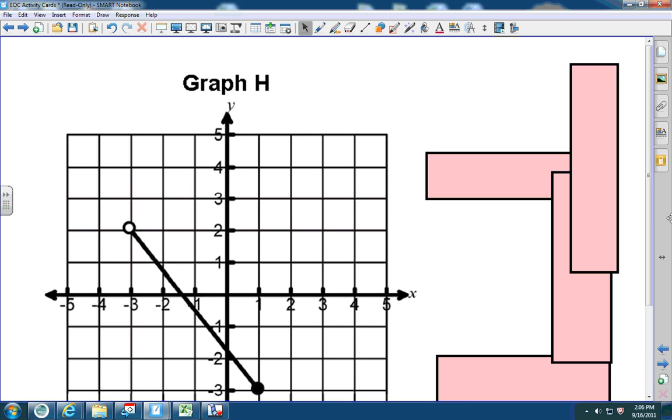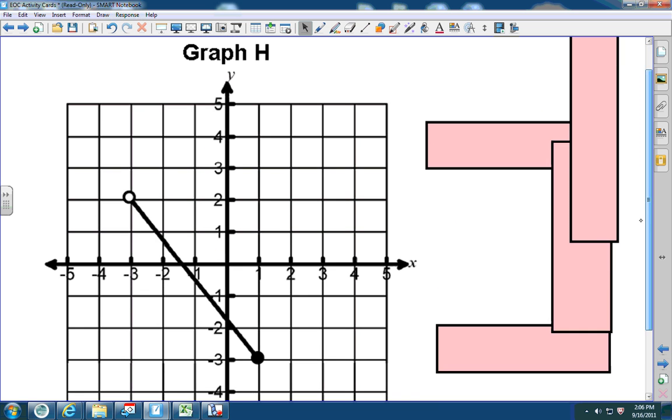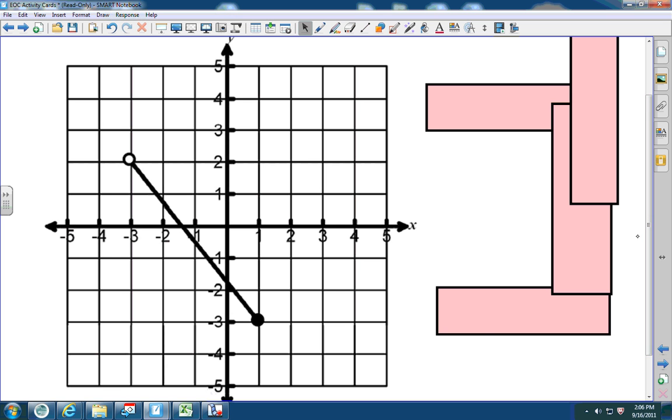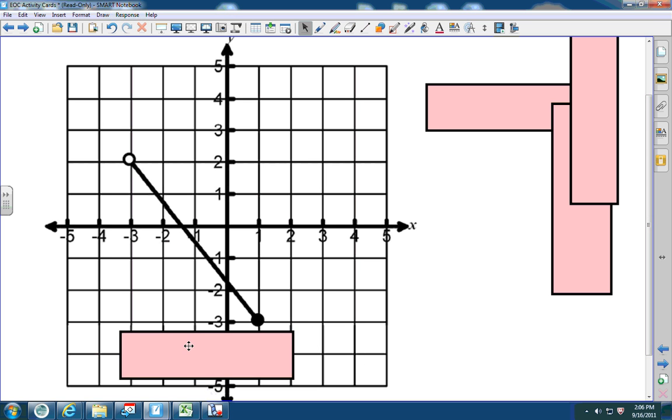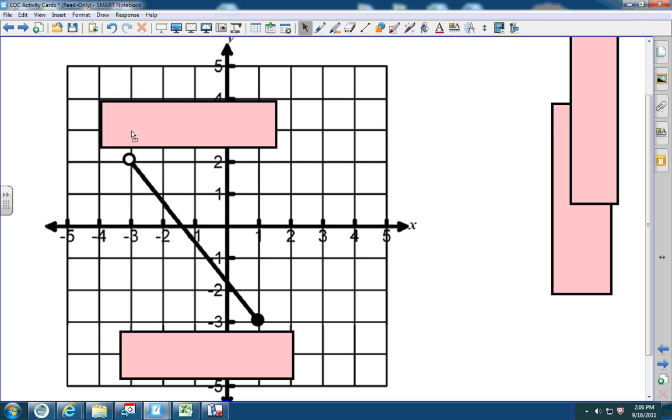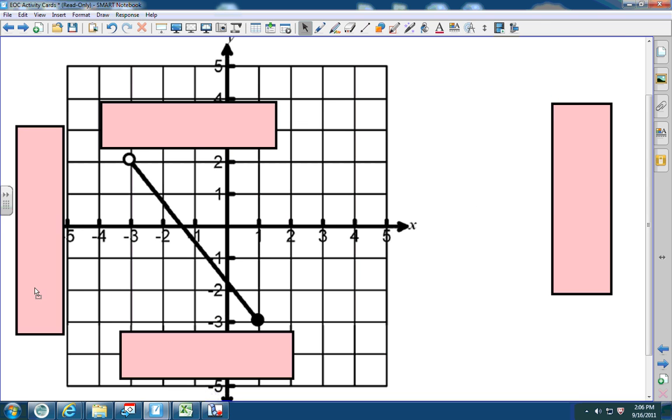There's the next one. Pause the video, come back and see if you can come up with the correct domain and range. Now let's box the answer, so in case you need that help, you can use that before you do domain and range.